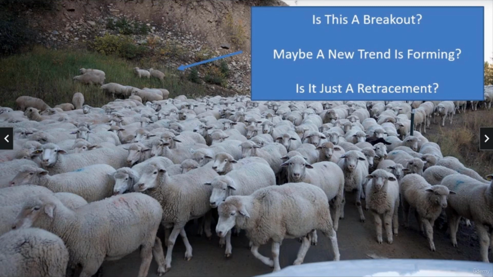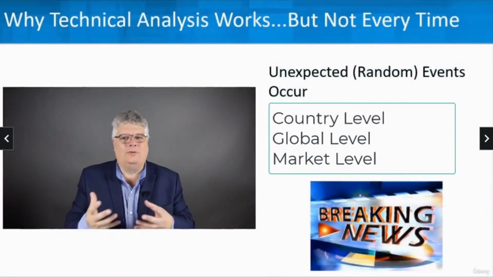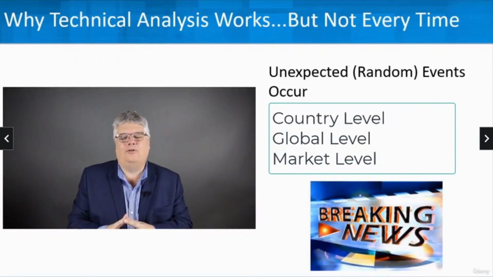So maybe it's a breakout, maybe a trend is forming, maybe it's just a retracement, which is another term for just a temporary move where it goes up for a little bit and then comes back right away. It's a temporary move. So we're going to learn all about that. So that's the underlying idea of why it works, because it's looking at these big macro type trends.